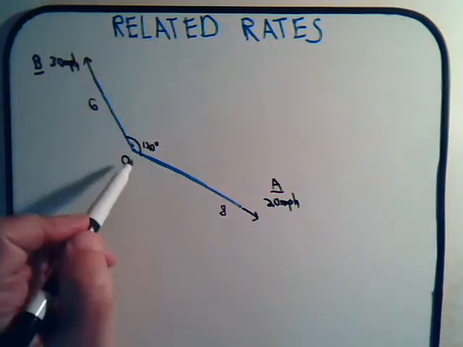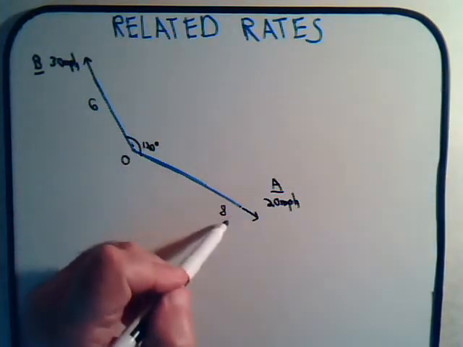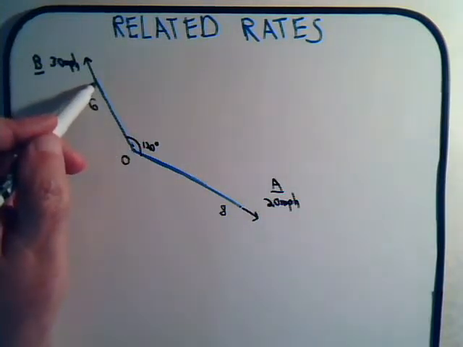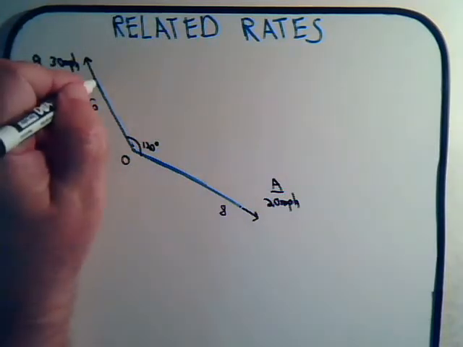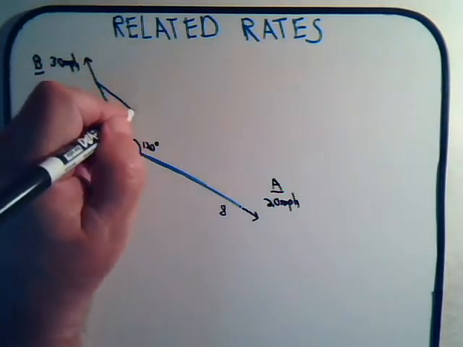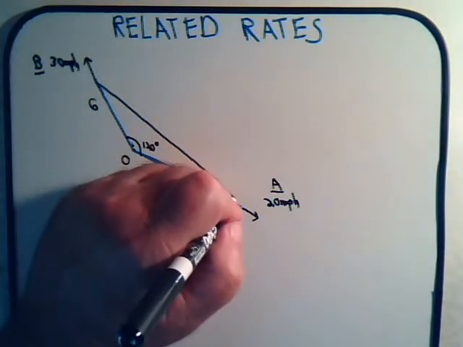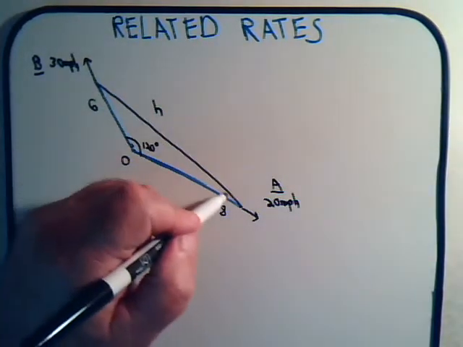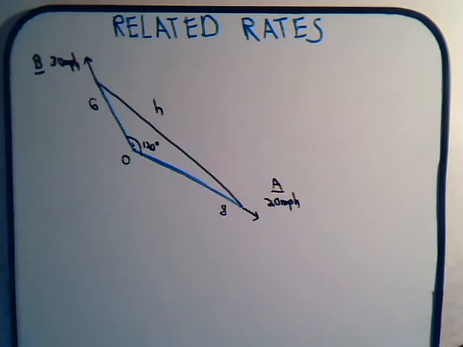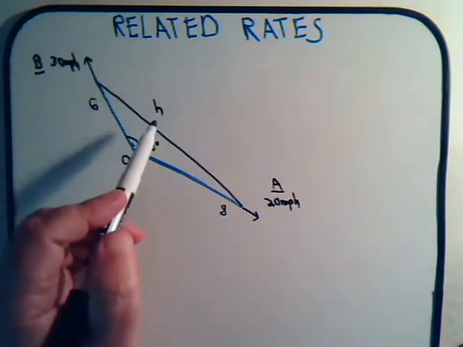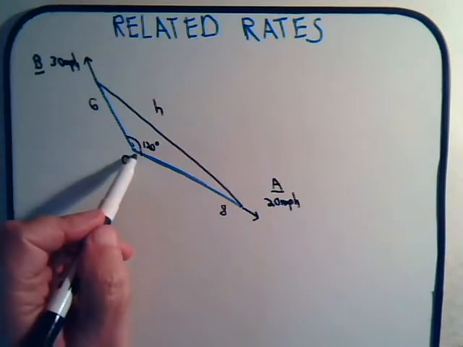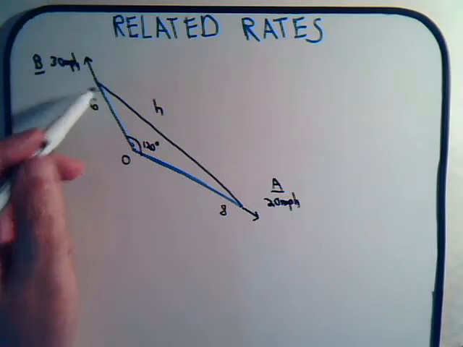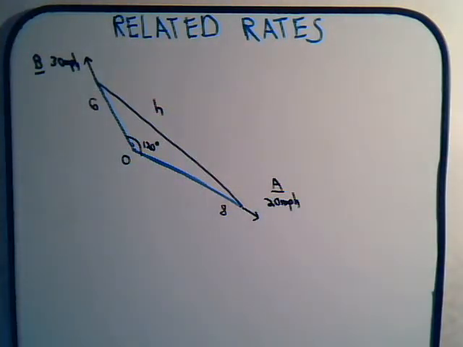So, here's the distance of ship A from the reference point. That's 8 miles. Here's the distance of ship B from the reference point. That's 6 miles. And now this line segment here, which we'll call H, that's the distance between the two ships. And we want to know how fast this distance is changing at the moment when ship A is 8 miles from the reference point and ship B is 6 miles away from the reference point.